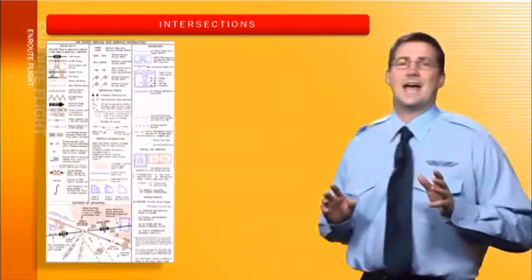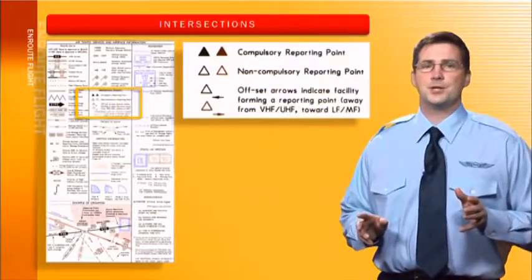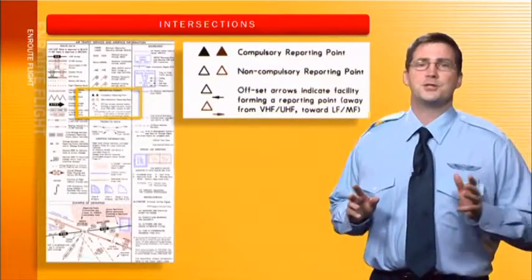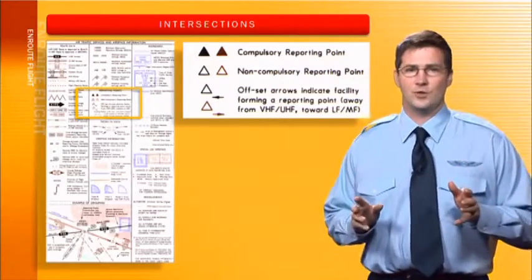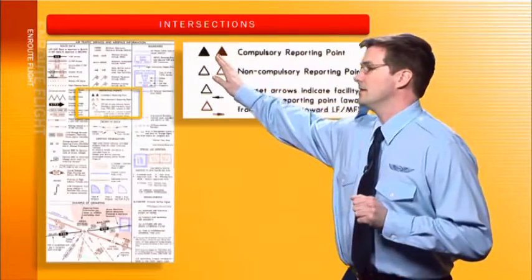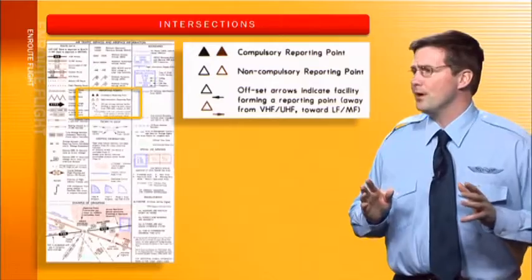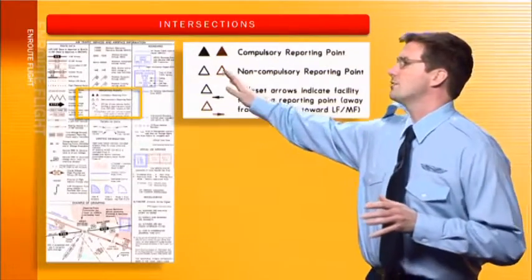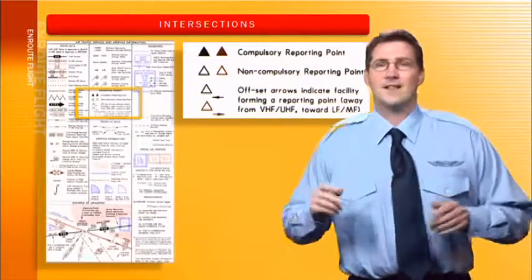Let's go back to the legend again, this time for a closer look at compulsory and non-compulsory reporting points. Compulsory reporting points are shown like this, with a solid black triangle. Here's an example. And non-compulsory points are shown with an open or white triangle, like we see right here. Now let's go back to the chart.